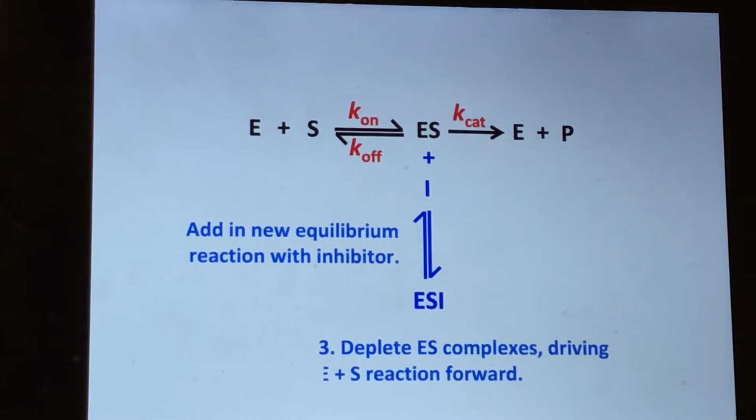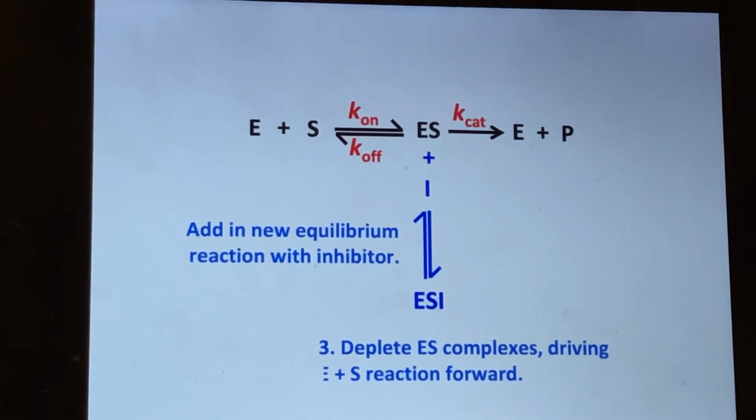So what you can do is draw out the equation. E plus S gives you the ES intermediate, and then the ES intermediate can go to the enzyme plus the product. That's the equation without inhibition. But when you add in the inhibitor, you write out another equilibrium where ES plus the inhibitor gives you ESI. And what you immediately recognize is that you're going to make less product because the ES will be driven into ESI, depleting the amount of P. But that's not the question. The question is about the Km.